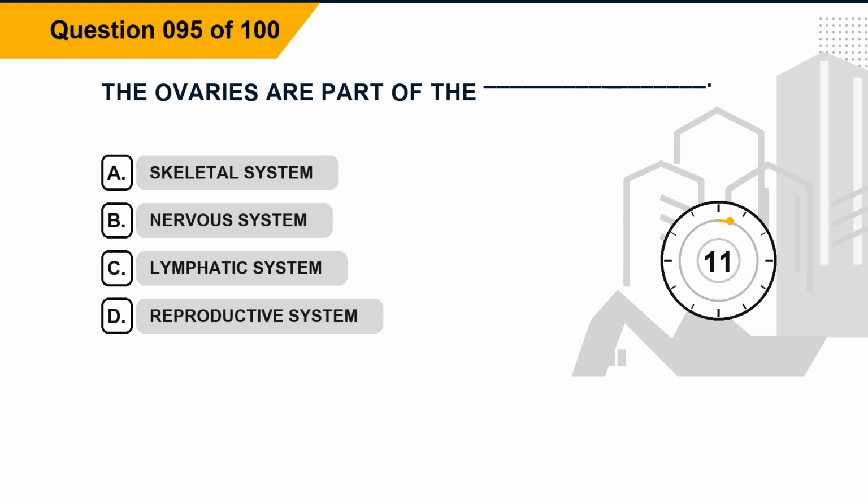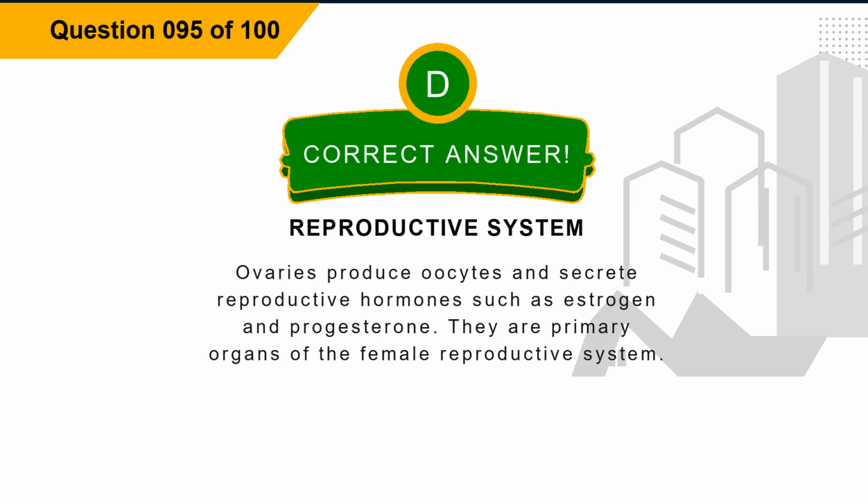Question 95. The ovaries are part of the blank. Option A, skeletal system. Option B, nervous system. Option C, lymphatic system. Option D, reproductive system. The correct answer is option D, reproductive system. Explanation: ovaries produce oocytes and secrete reproductive hormones such as estrogen and progesterone. They are primary organs of the female reproductive system.